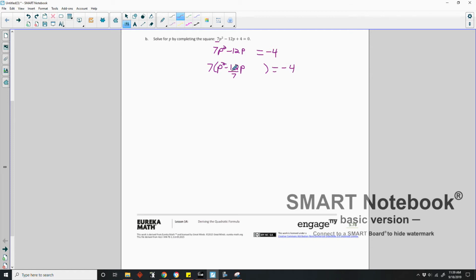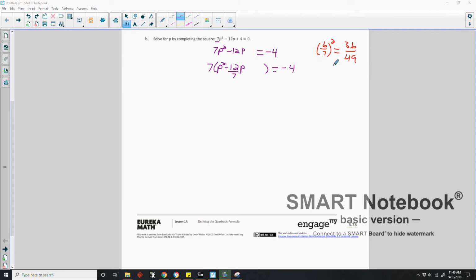Now remember, this is my b. So what you do is you take half of b, half of 12/7 is 6/7, and then you square that. So it's going to be 36 over 49. Okay, and that will not reduce.